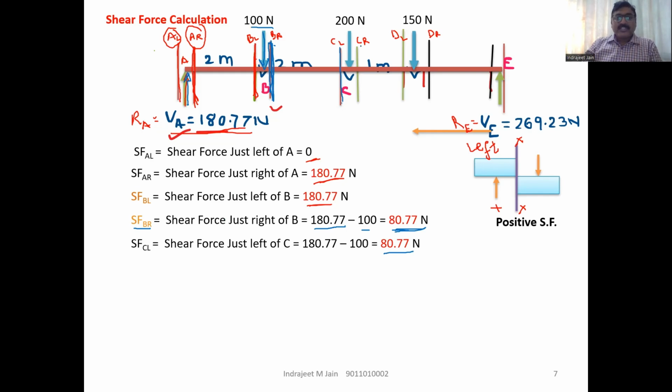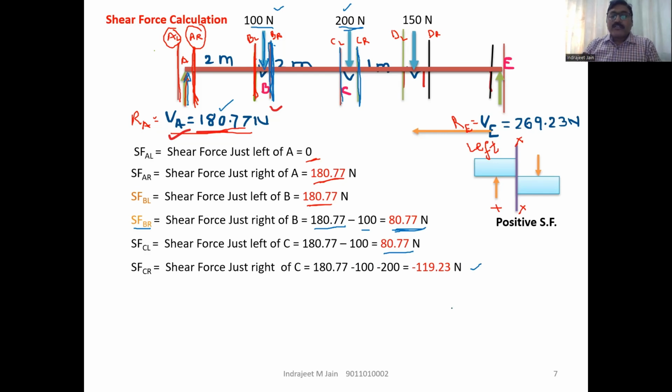Now next is C right, this particular section. On the left of C right there is an additional 200 Newton force which is downward. So we take the previous 180 upward positive, 100 downward negative, and 200 downward negative, and you get the value 119.23 minus. After this, we'll go for the section D left.